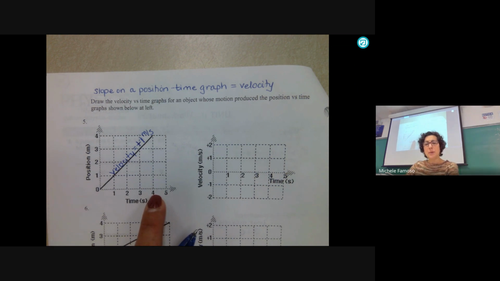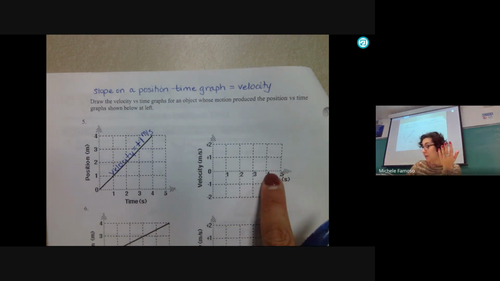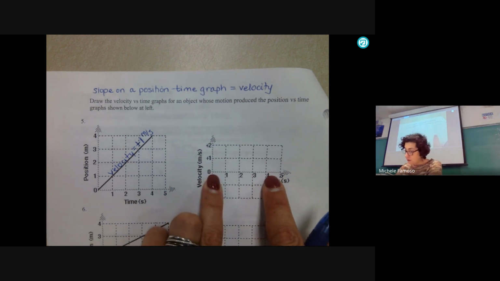Do I know what's happening between 4 and 5 seconds? No, I don't. Do you? Why don't we know? There's nothing there on the graph. So we're not going to be able to plot anything here from 4 to 5. We can't assume. So we just have to go from 0 to 4.